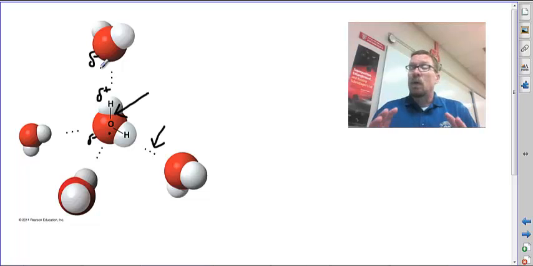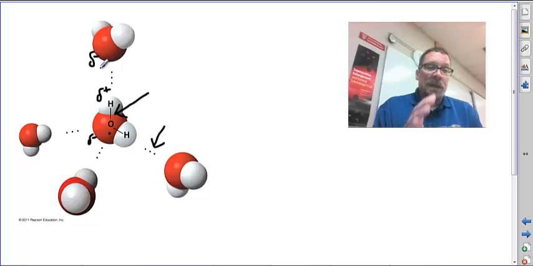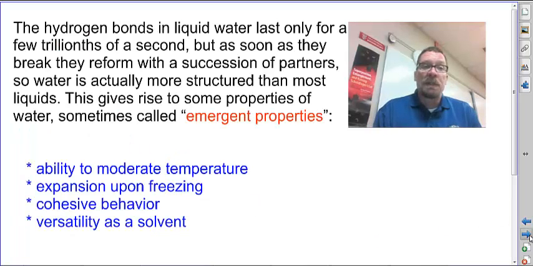Other than being the biological medium for life, other than being really the only common substance that you see in all phases, liquid, solid, and gas, as instrumental points in our atmosphere and our planet, it gives that liquid much more structure than any other, and that leads to what are called the emergent properties of water. As we said, hydrogen bonds in liquid water last only a few trillionths of a second, but as soon as they break, they reform. So water is actually more structured than most, and here are those emergent properties, and we're going to look at them all. The ability to moderate temperature.